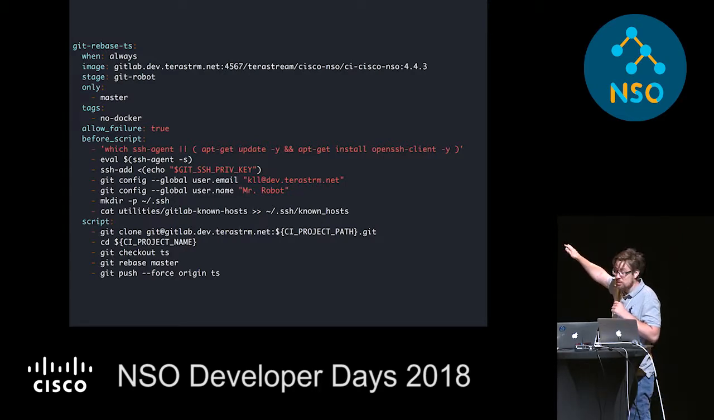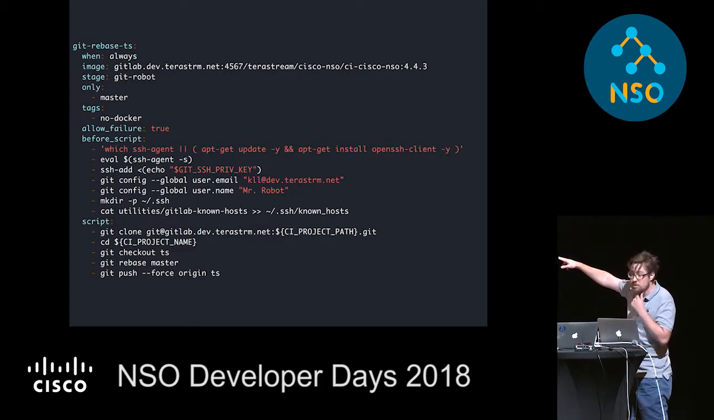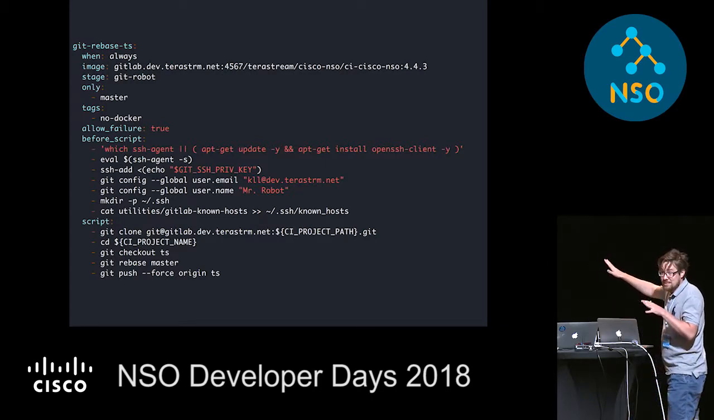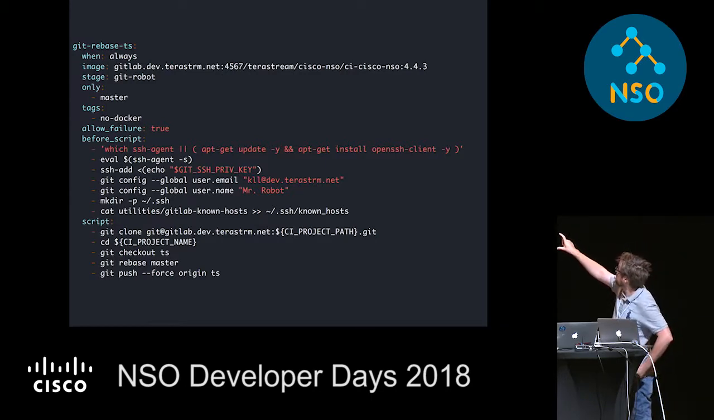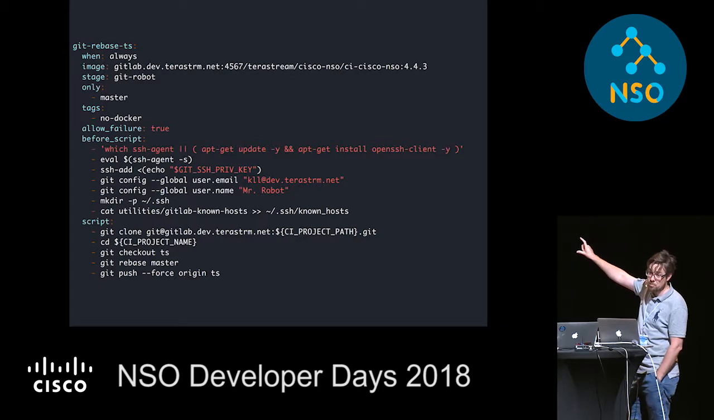So instead do this. Do a git clone. Then we cd, we change our directory into that. We do a git checkout of the TS branch. We rebase that on master, and then we push it back. We have the force push because we rebased. That's it. That's simple. The magic is really in the setup for this.